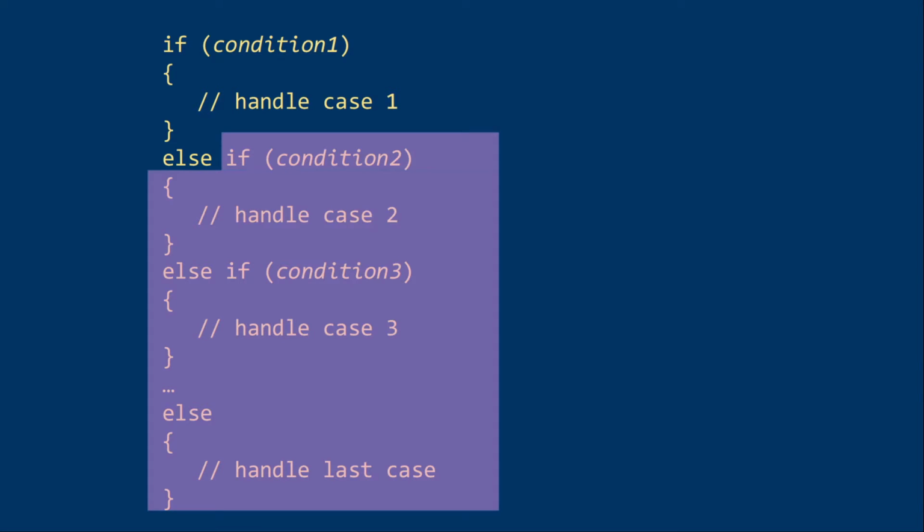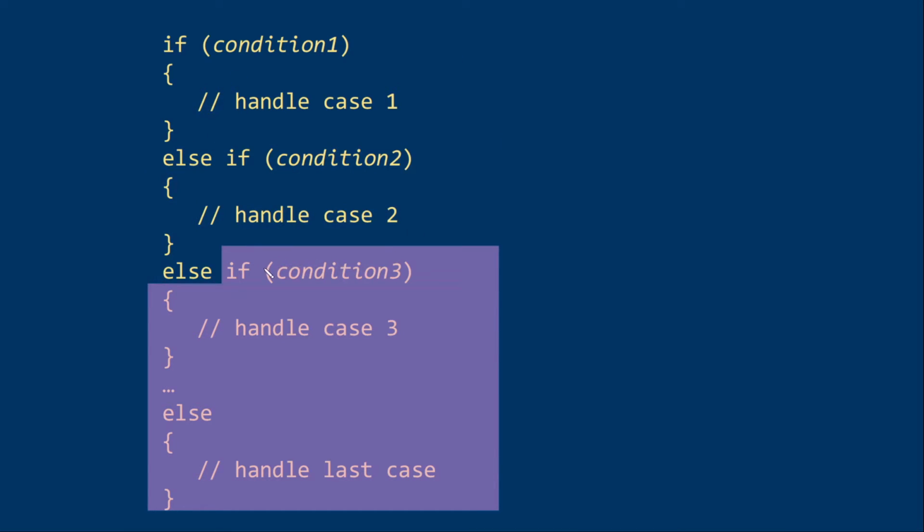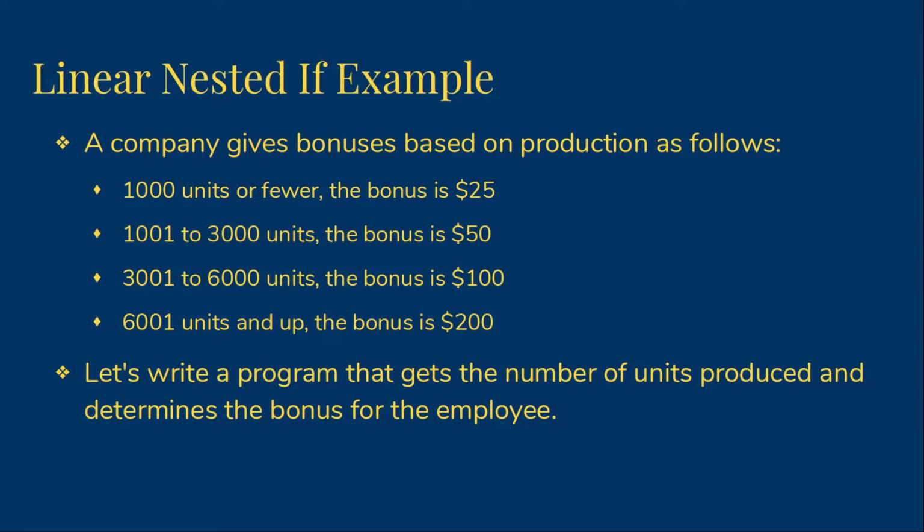So this if-else statement that's shaded is in the else clause of the first if statement. And then this third if-else is just the statement inside the second else. Remember that if we just have one statement, we don't need the curly braces. And this is the one situation where we don't want to use them because it makes our code cleaner and easier to read if we leave them out. So let's look at an example where we might use a linear nested if.